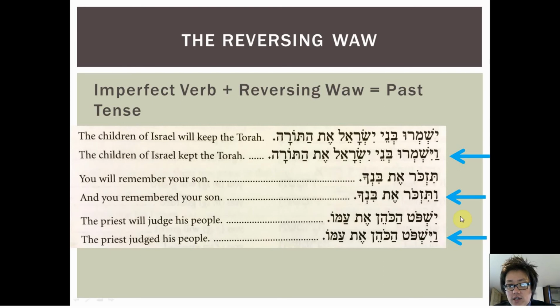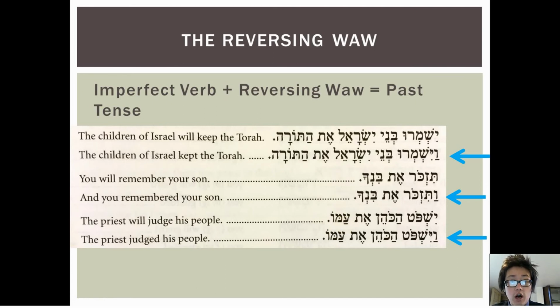Last sentence. Yishpot hakohen et ammo. The priest, hakohen, right? There's a definite article. Yishpot will judge. Shafat, remember we've just recently learned this root has to do with the act of judging or even delivering, as in the book of Judges. The priest will judge his people, et ammo. And the O here, again, this is the third masculine singular pronominal possessive suffix, so referring to his people.